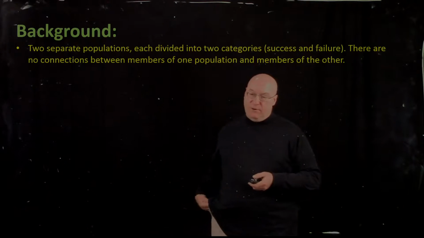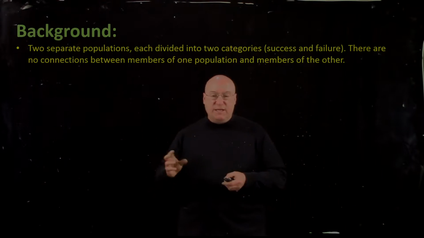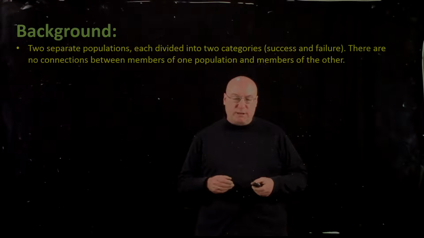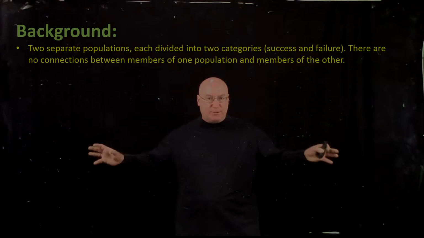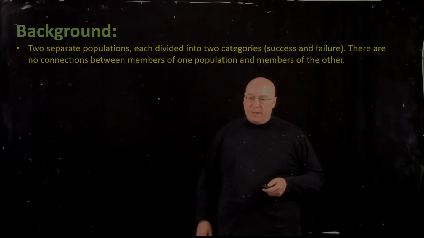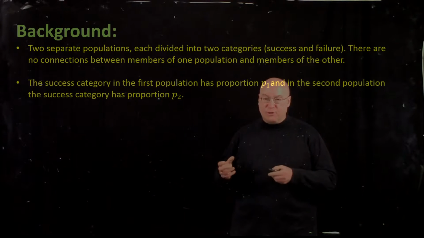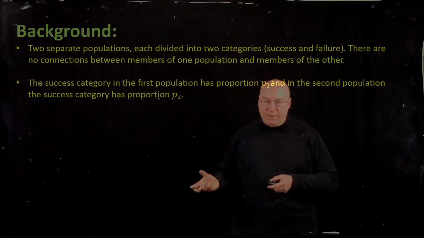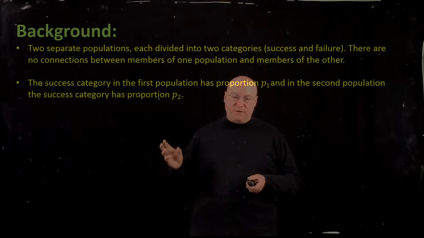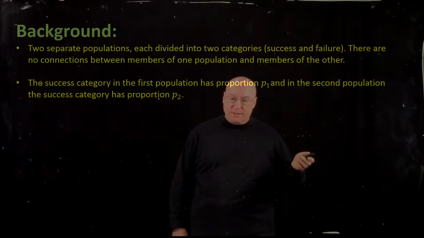So let me start with background. You've got a bulleted list there, so let me just run through these real quick, and you might want to pause me to make sure you get them all written down correctly. So the first bullet, as I said, we have two separate populations, each divided into two categories, success and failure. There are no connections between members of one population and members of the other, so they're completely separate populations. The success category in the first population has proportion P1, we'll call it, and in the second population, the success category has proportion P sub 2. All right. That's our notation.